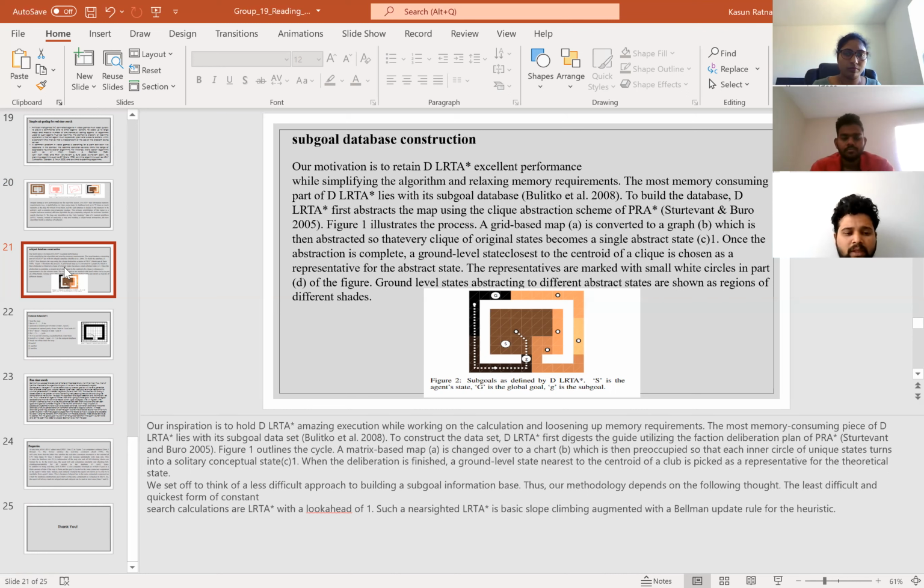We set out to think of a simpler way of building a subgoal database. Our approach depends on the following idea: the simplest and fastest version of real-time search algorithms is LRTS* with a look-ahead of 1. Such a myopic LRTS* is basic hill climbing augmented with a Bellman update rule for the heuristic.